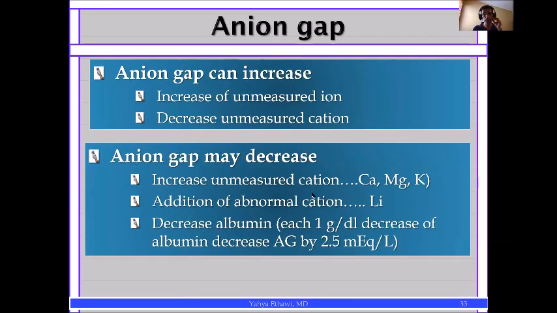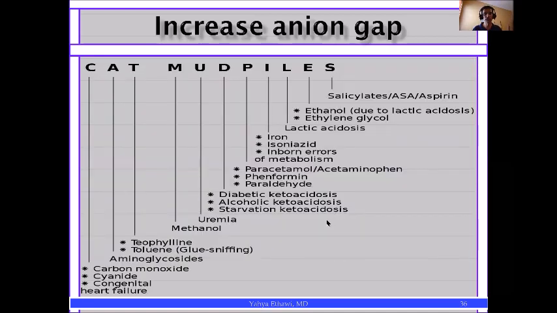So anion gap may decrease by unmeasured cation, like calcium, magnesium, potassium, or addition of abnormal cation, like lithium, or decrease in albumin. Each 1 gram decrease of albumin decreases the anion gap by 0.25, because albumin is an unmeasured anion. Now there is a list and there is a mnemonic abbreviation that we use for looking for the cause of increased anion gap. They call it CAT MUDPILES, and the list is here. I'm not going to go through it. You can memorize it, but it's always there and it's been used.